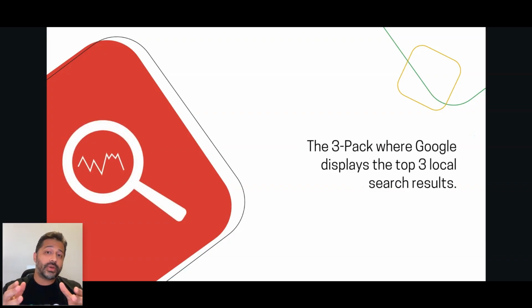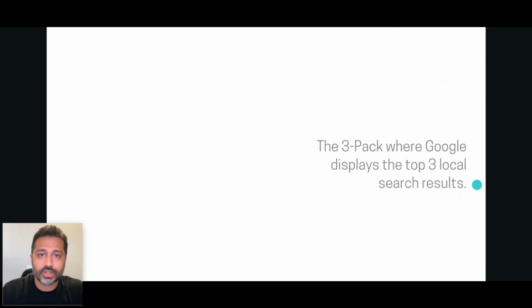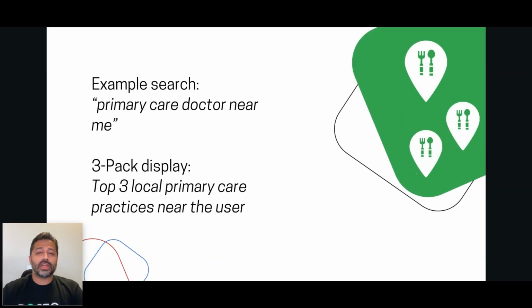The 3-pack is how Google displays the top 3 local search results adjacent to its map display. It references the searcher's location to make the search results more relevant to the searcher. So for example, if a searcher types in primary care doctor near me, the Google 3-pack would display 3 primary care practices near the searcher's current location.